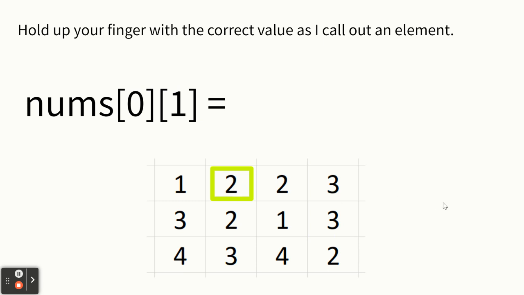Oh, wait. Row 0, column 1. Wait, rows are going up and down. I forgot. Rows are going across. You just said that. Rows are going across. You just said that columns go up and down. Yeah.